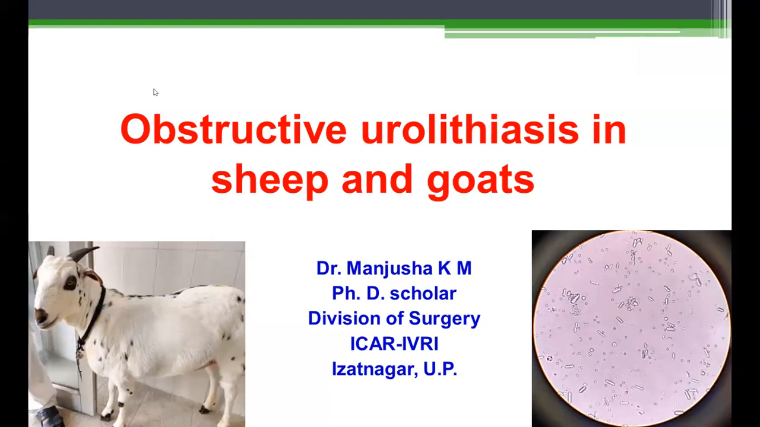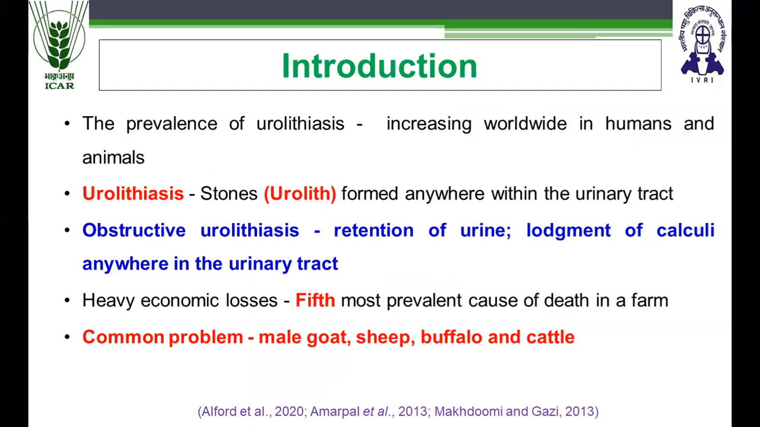Obstructive urolithiasis in sheep and goat. As we all know, obstructive urolithiasis is an economically relevant disease of livestock because it directly affects the livelihood of the farmers. So what is urolithiasis?